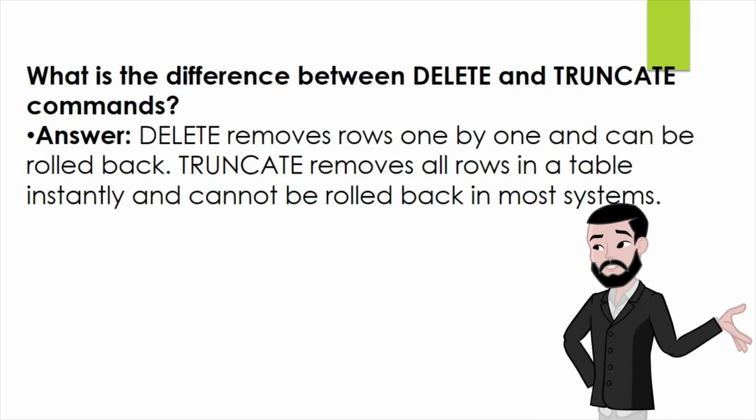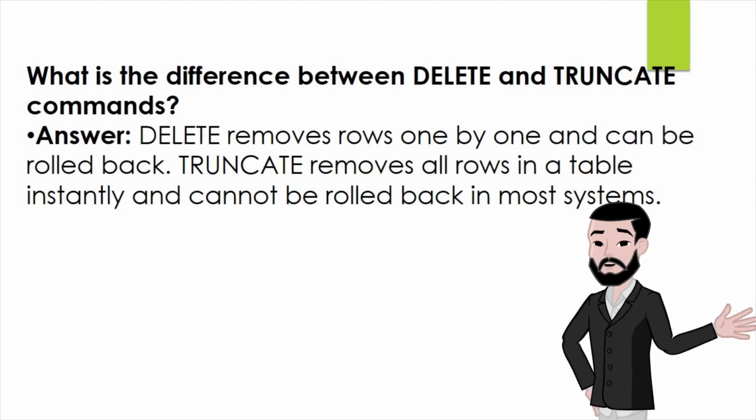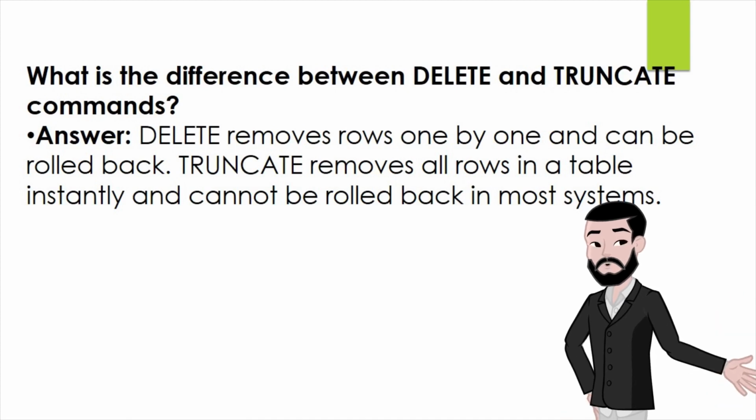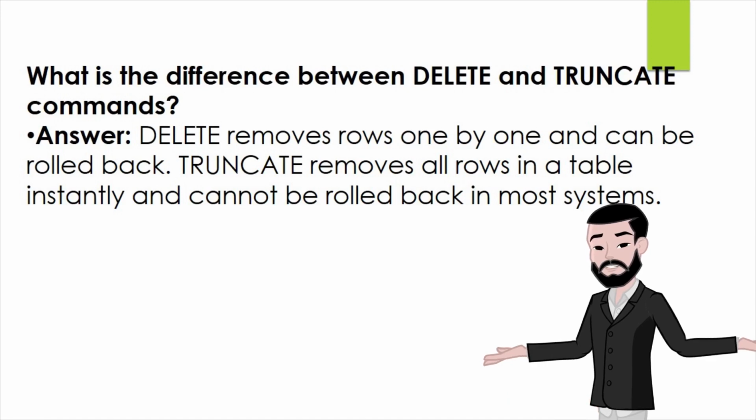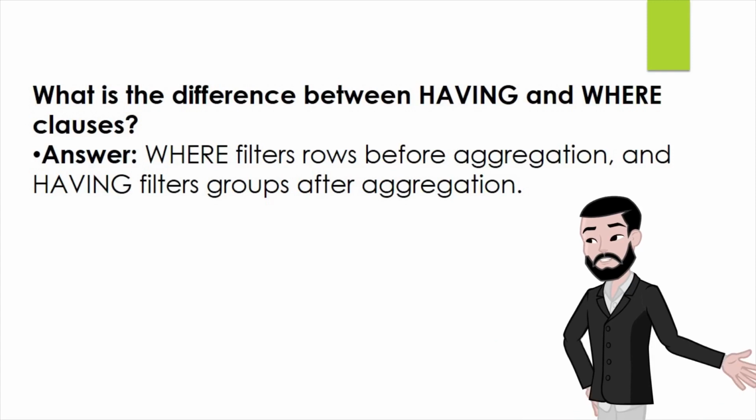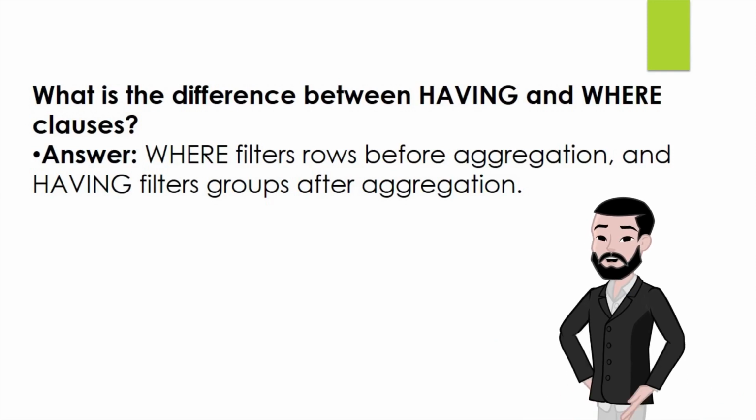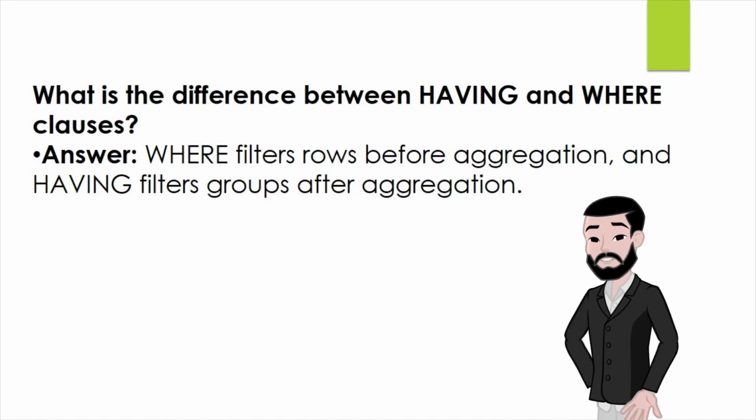What is the difference between delete and truncate commands? Answer: delete removes rows one by one and can be rolled back. Truncate removes all rows in a table instantly and cannot be rolled back in most systems. What is the difference between having and where clauses? Answer: where filters rows before aggregation and having filters groups after aggregation.